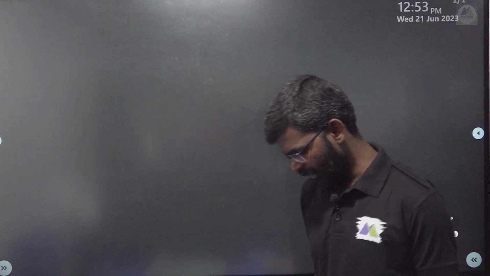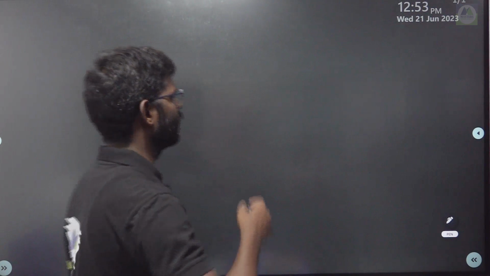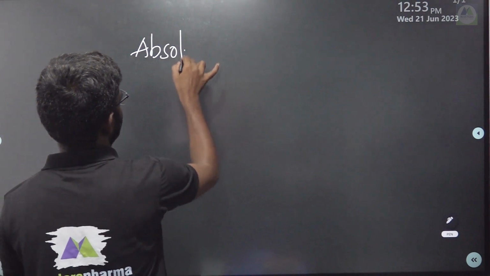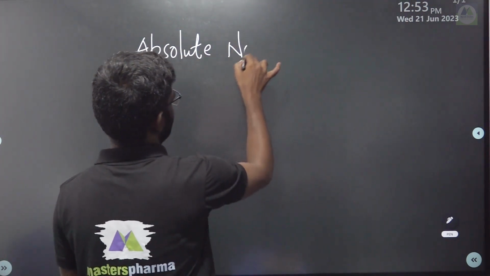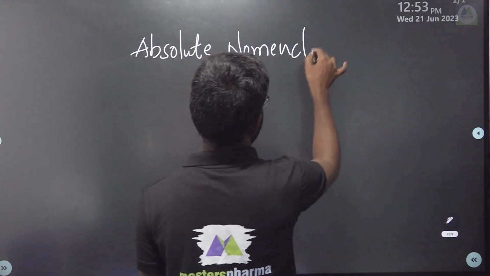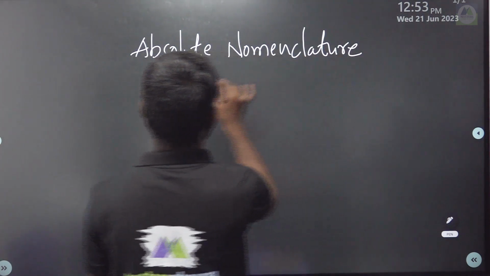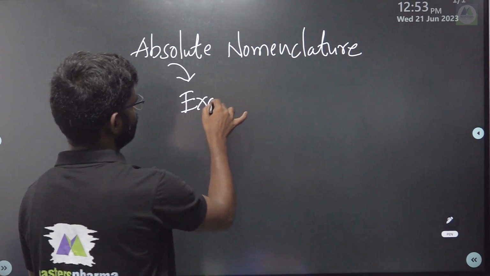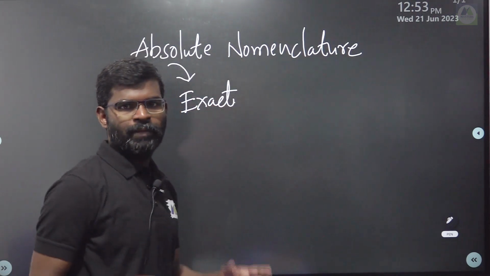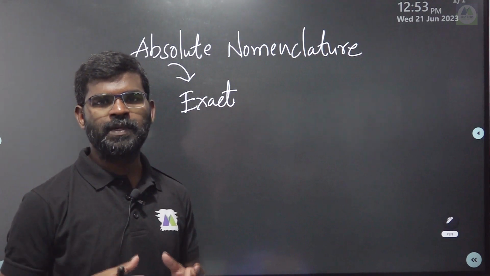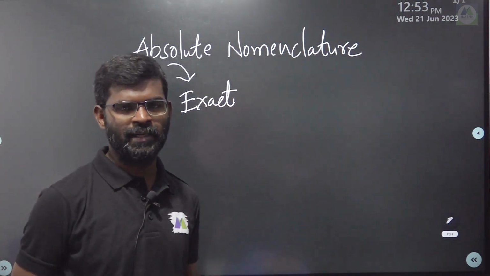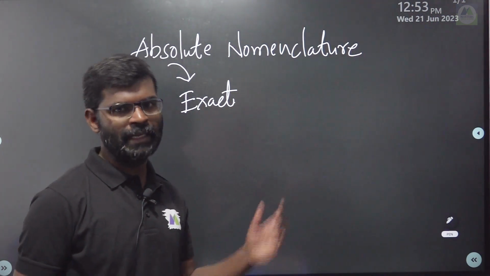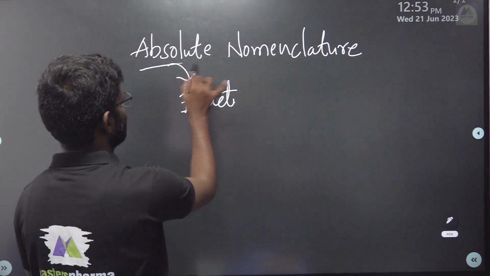There are some rules in RS nomenclature. We can see them one by one. First, the heading is absolute nomenclature. We know what absolute is. The general meaning of absolute is exact. So we have to get the exact nomenclature of each and every chiral center. Wherever a chiral center is present in a big molecule, we have to easily get its configuration. So, absolute configuration.